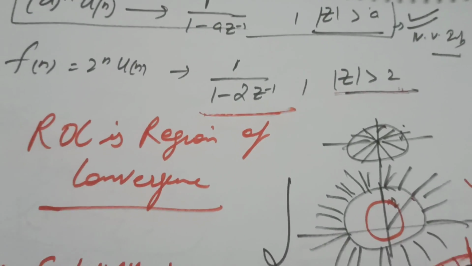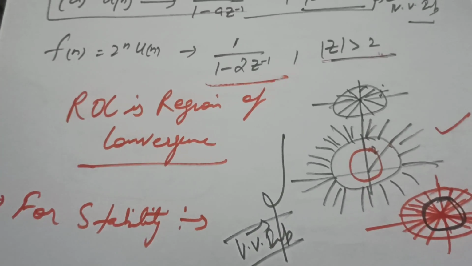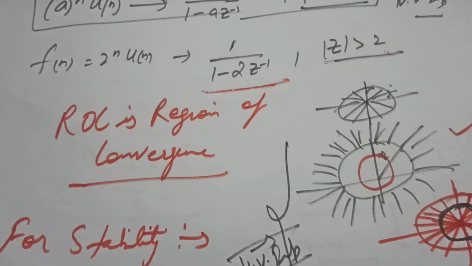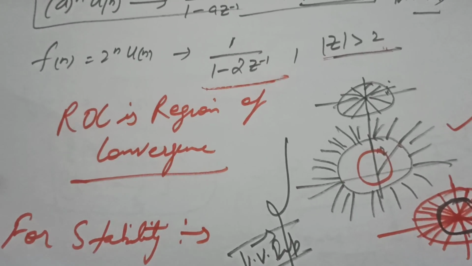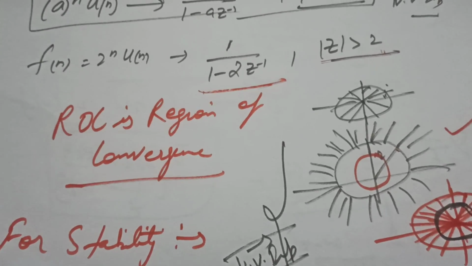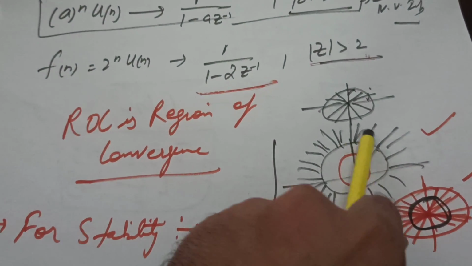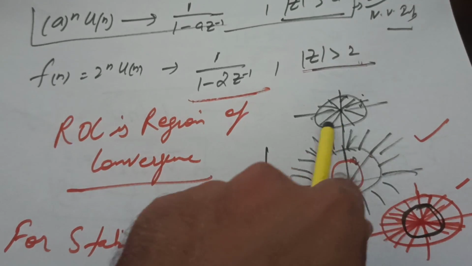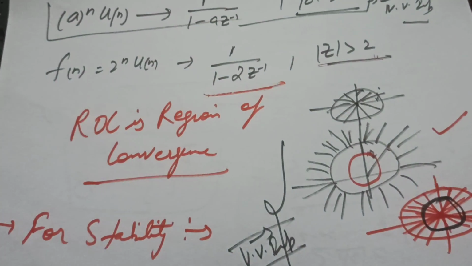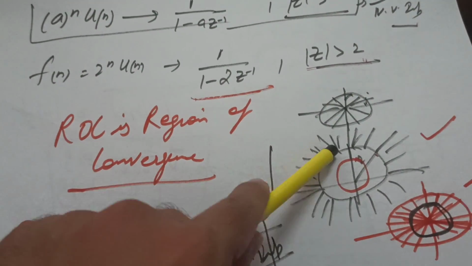Now I am moving on to the next part, that is region of convergence. The most important application of ROC is that for a system to be stable, the region of convergence must include the unit circle. It means this ROC where the unit circle is inside the ROC is basically implying that the system is stable.